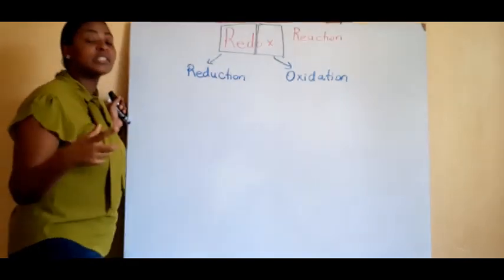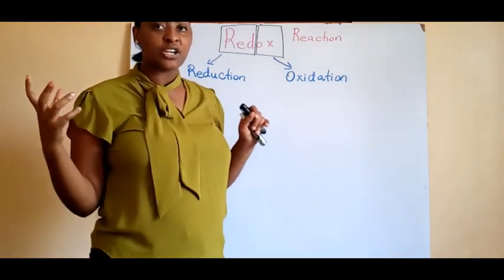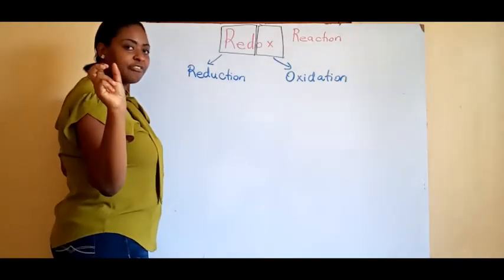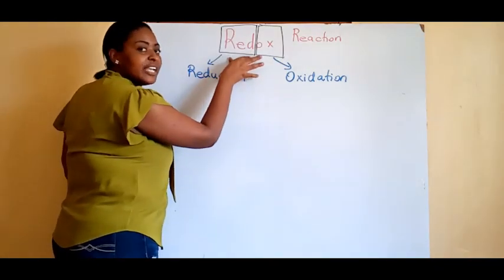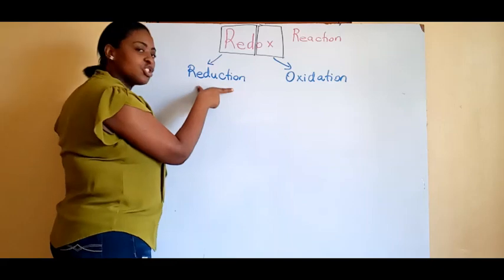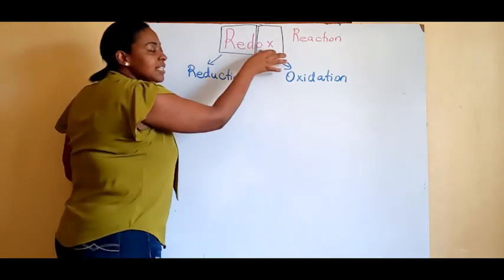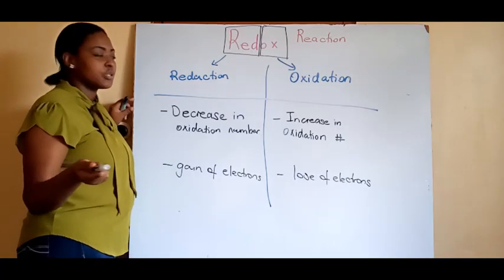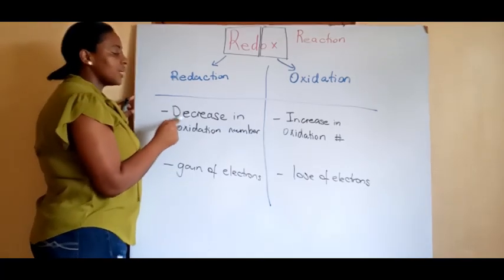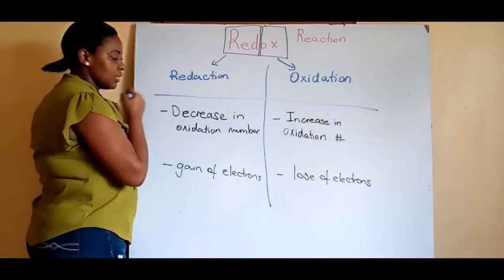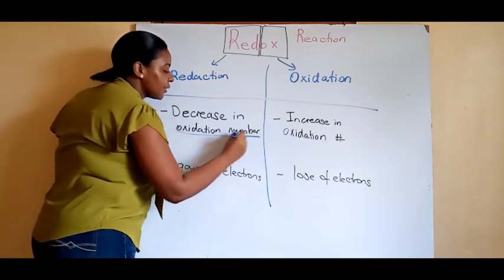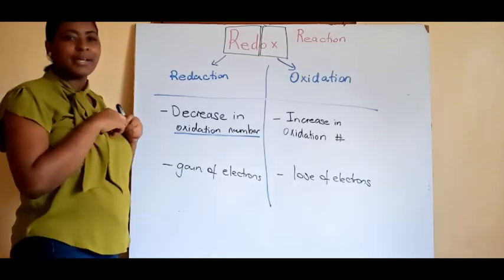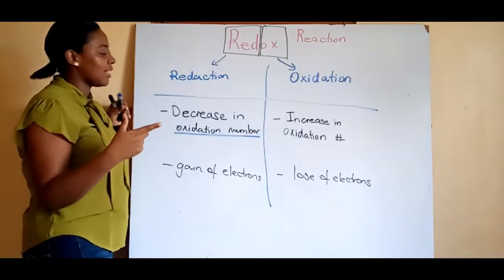Of course, it's going to be a chemical reaction, but from the word redox, there are two words involved. The first word is red, which means reduction. The next word, ox, is oxidation. Define reduction. Reduction is a decrease in oxidation number. Now this term is important. What is oxidation number? Oxidation number is like the charge. We're going to get back to that later.